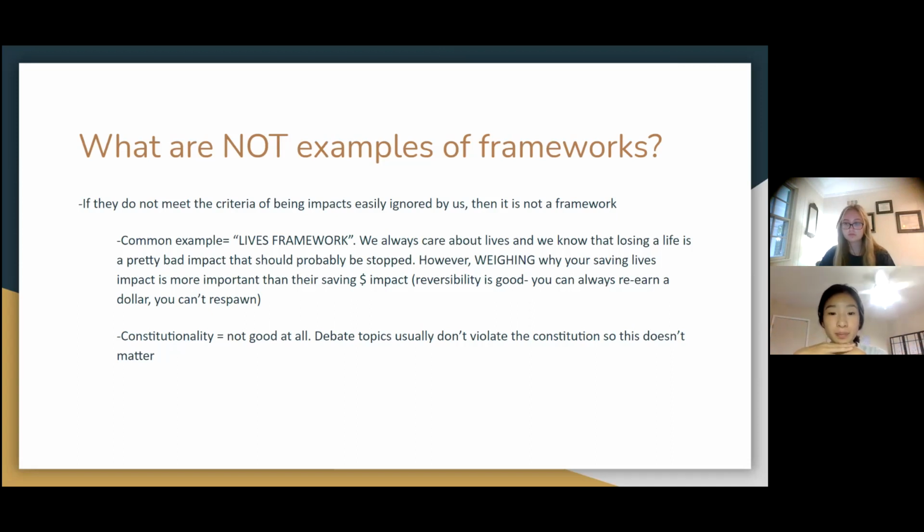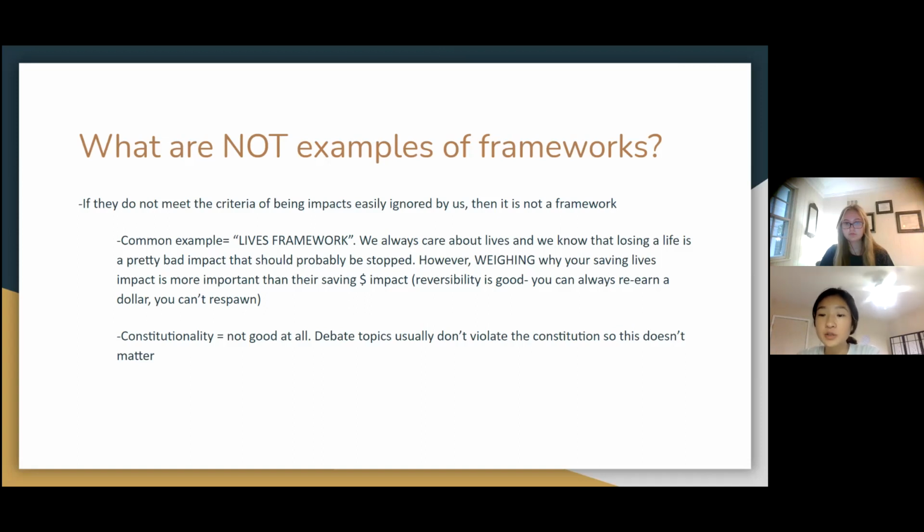So basically, framework is really just to frame the round in a way that helps your case. So if you have a small impact, you might want to choose a framework that prioritizes the severity of the impact versus how many people are affected. So basically, that's not a framework.